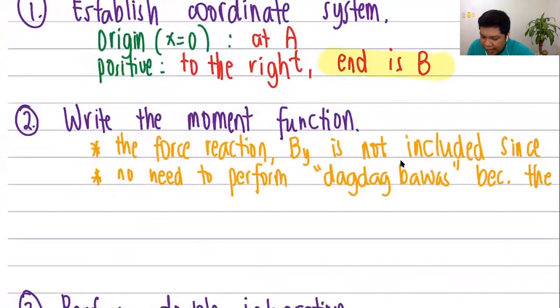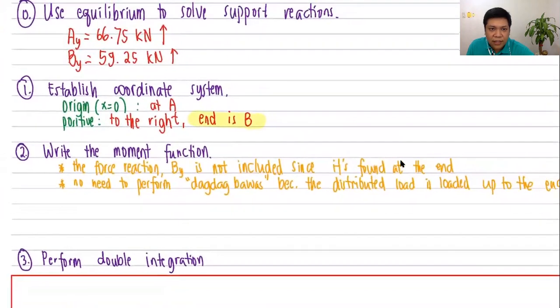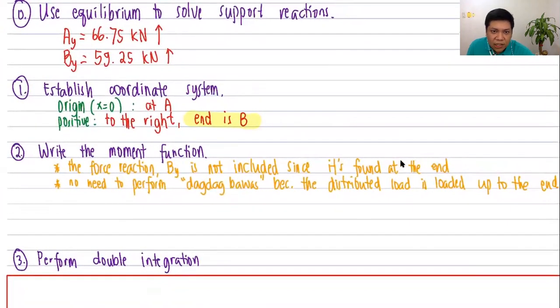Next, step 2, write the moment function. It's mentioned here that the force reaction By is not included since it's found at the end. Again and again, any support reaction, any force, any applied moment found at the end, in this case B, is not included in the moment function. What is found at the end of the beam? It's only the force reaction By, so it's not included.